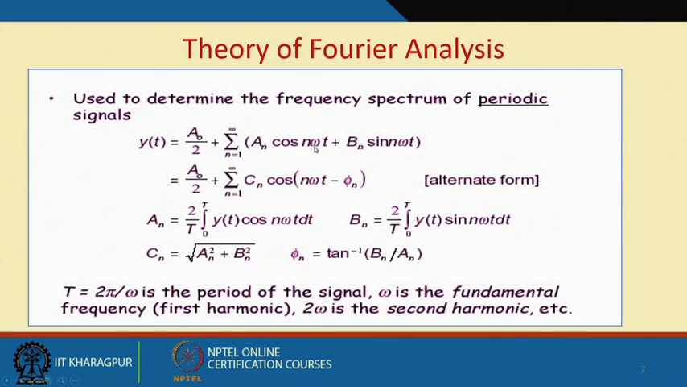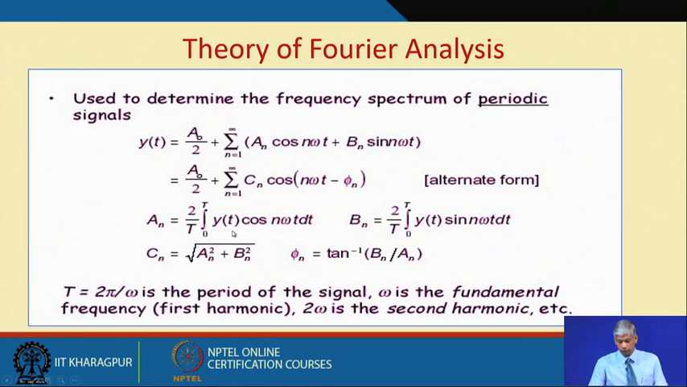The first one being the fundamental frequency, the second one being the second harmonic, third harmonic, and so on, all the way till infinity. And this a 0 by 2, or a 0, is known as the mean component of the signal, which is nothing but the integral from 0 to T of y t dt. But you see in this expression, y t has to be mathematically given as an expression so that this integration can be done.